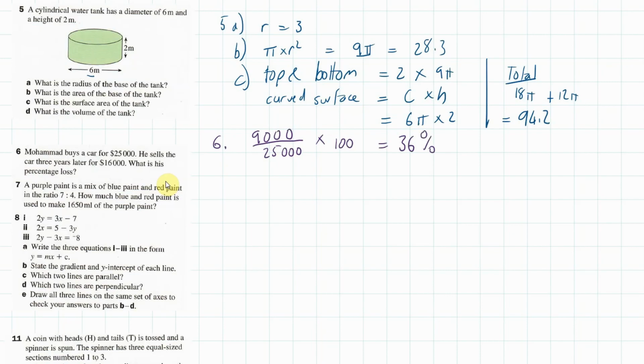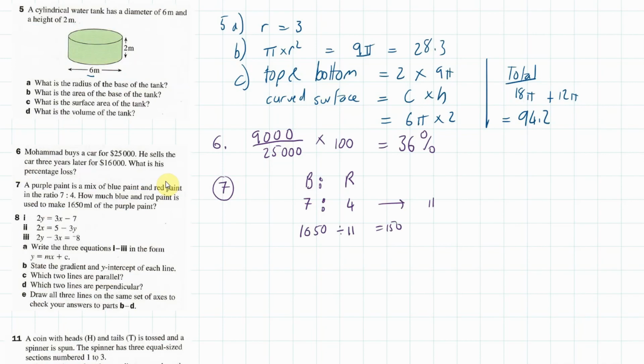Okay. Number 7. We've got a purple paint mix, blue to red. It's 7-4. So blue to red is 7-4, and we're trying to make up 1650 mils of purple paint. Okay, so what we're going to do here is we're going to add these two together. That gives us 11. Then we're going to go 1650 divided by 11. What does that give us? 150.